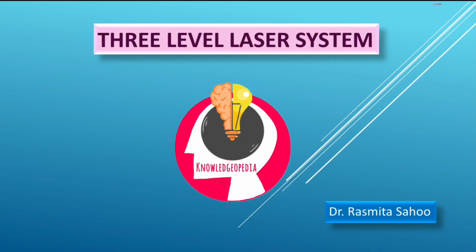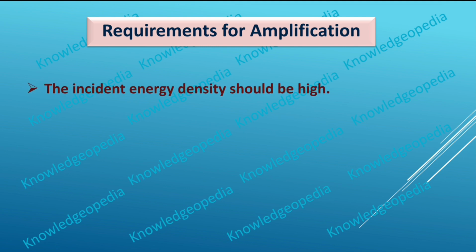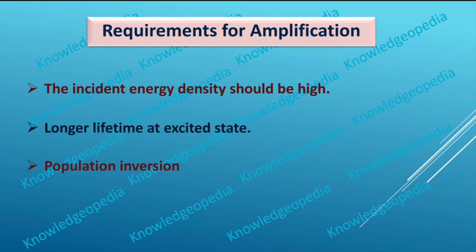Friends, the topic of our today's discussion is the three-level laser system. Till now we have seen that the requirements for amplification of light are that the incident energy density should be high, there should be a longer lifetime at the excited state, and population inversion. These are the three conditions that need to be satisfied to get light amplification.